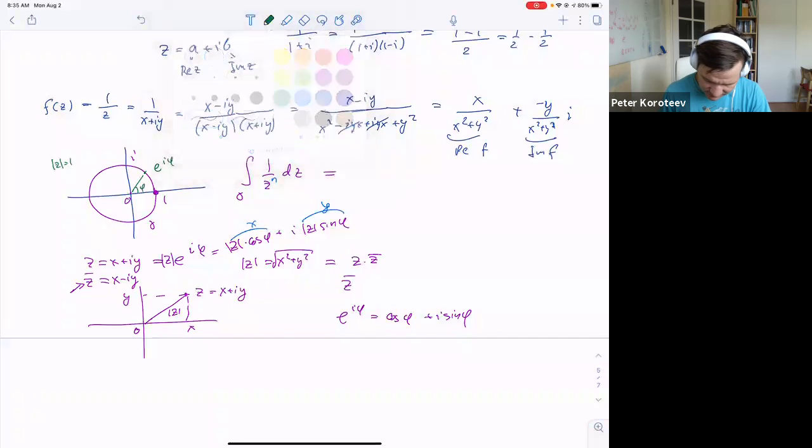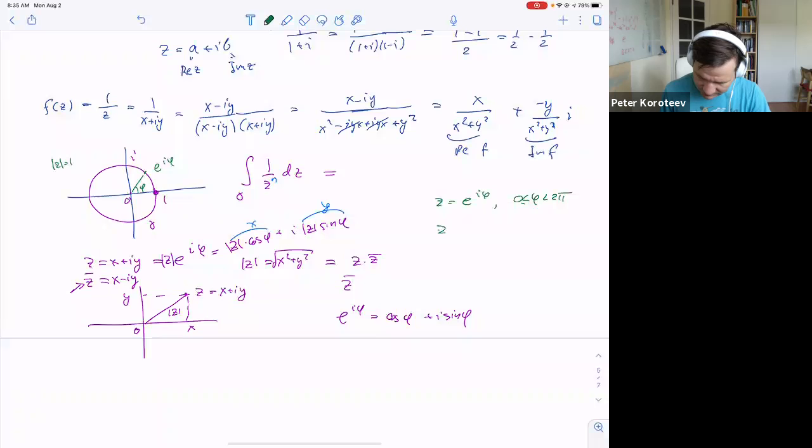So let's write it down. z is equal to e to the i phi, where phi takes values between 0 and 2 pi, of course, to make a full rotation. And then, what is z to the n? It's e to the i n phi. So in order to set up this integral, we'll integrate from 0 to 2 pi. If z is this, then what is dz, the differential?